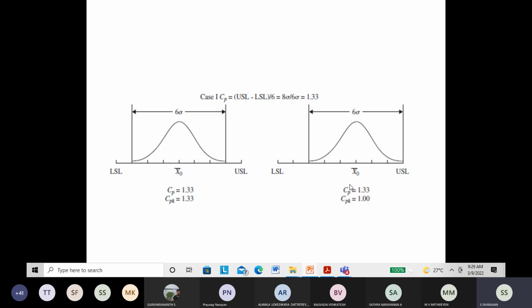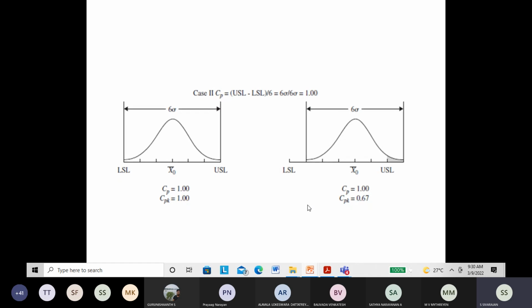But of course, here they are saying it is lying within the specification. In this case also. So in case 1, both the processes are lying within the specification. You will understand the process is meeting the specification. Now case 2. We will take case 2.